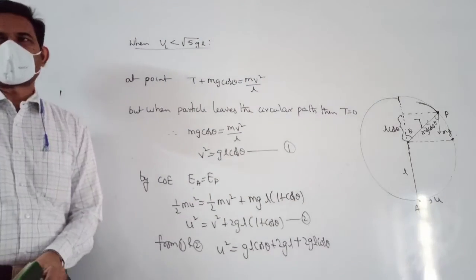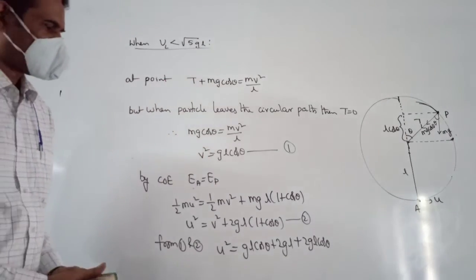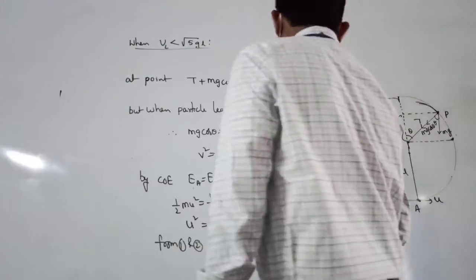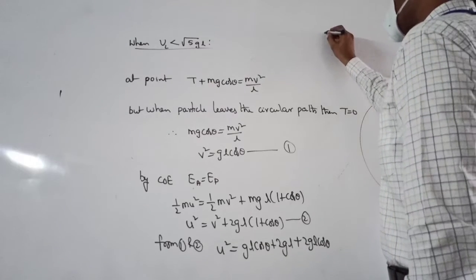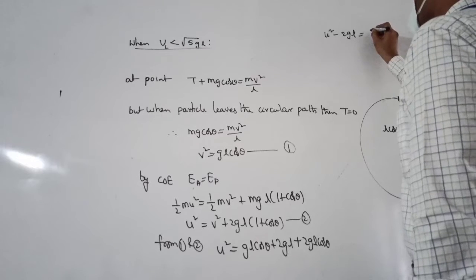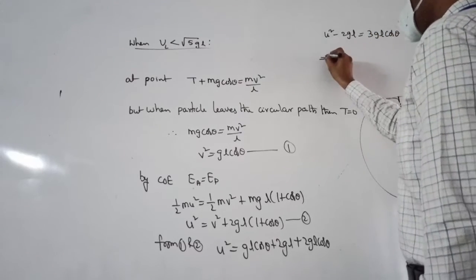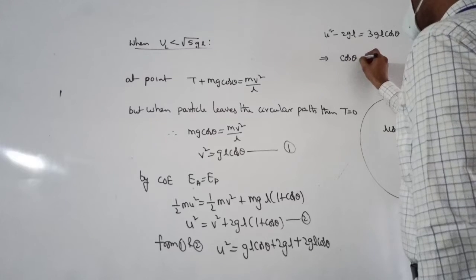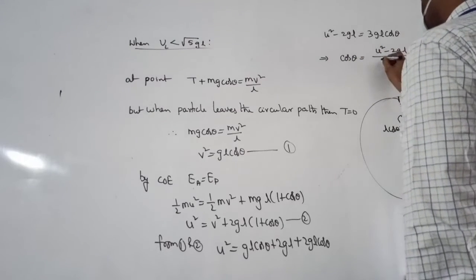So you can write this equation as u square minus 2gl is equal to 3gl cos theta. And therefore cos theta is equal to u square minus 2gl by 3gl. So that gives the position where the particle leaves the circular track.